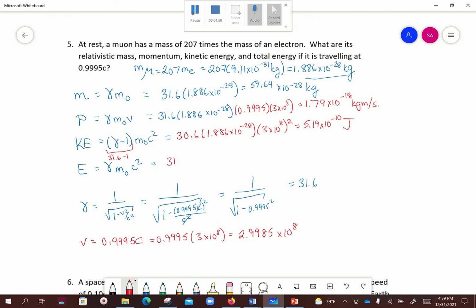And for total energy, I'm just going to do gamma, 31.6 times m0 times c squared, again 3 times 10 to the 8 squared, and I get 5.36 times 10 to the minus 10 joules. So the total energy is slightly bigger than the kinetic energy. And what's the difference between them? The difference between them is equal to the rest energy. So that's the energy that it has just due to it having a mass.